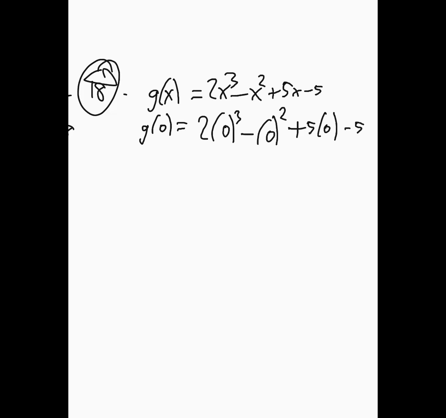So if you plug in 0 cubed, that's 0. 0 times 2 is 0, so you get 0. 0 squared is 0. 5 times 0 is 0. But negative 5 is not 0. So everything is just zeros. So what's 0, 0, 0, take away 5? It's just negative 5, right? So the answer to number 18 is negative 5. That's my favorite one. Okay, ready for number 19?